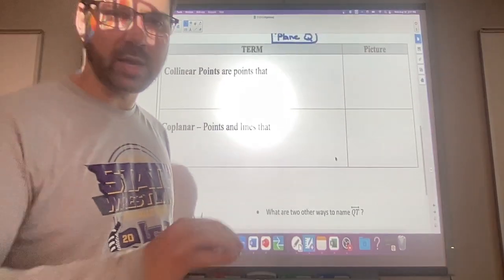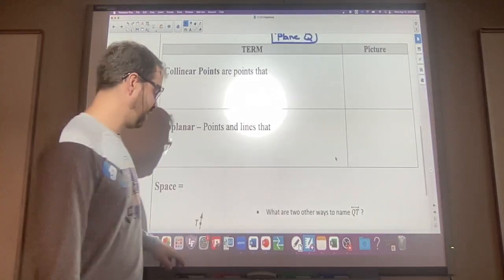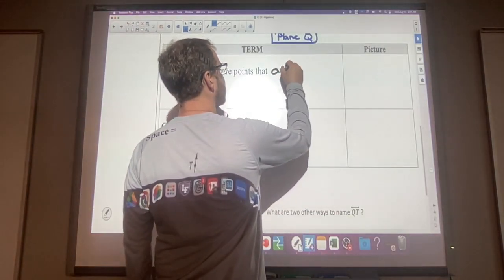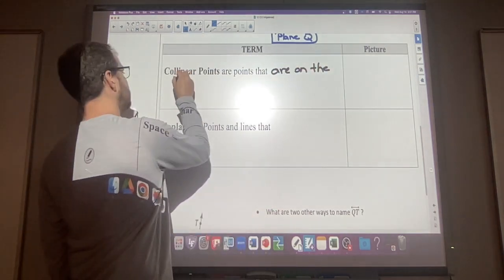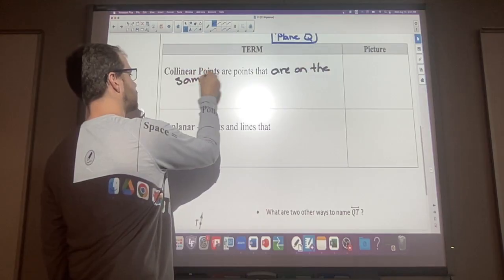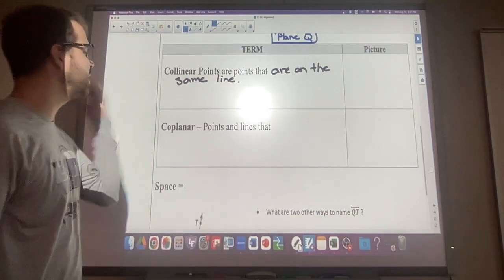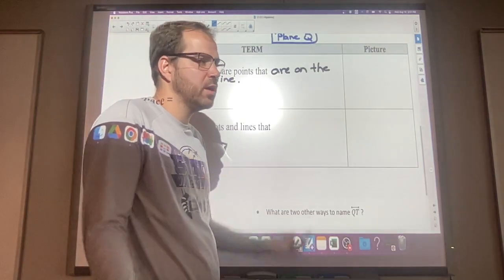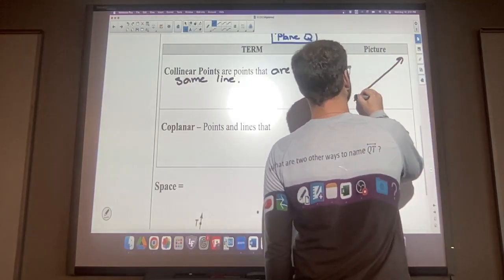All right, let's look at collinear points. Collinear, it's got the word linear in there. It just means any points that are on the same line. Basically, they're on the same line. They're collinear.